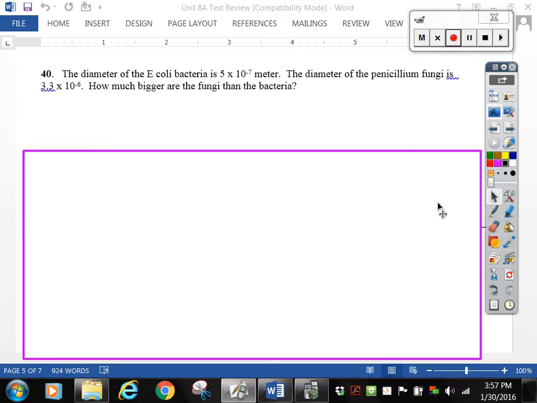Okay, so the diameter of an E. coli bacteria is 5 times 10 to the -7. The diameter of the fungi is 3.3 times 10 to the -6. How much bigger is the fungi than the bacteria? So I'm going to take 3.3 times 10 to the -6 over 5 times 10 to the -7. So what does that give me? That gives me 6.6. You can use your calculator on that.